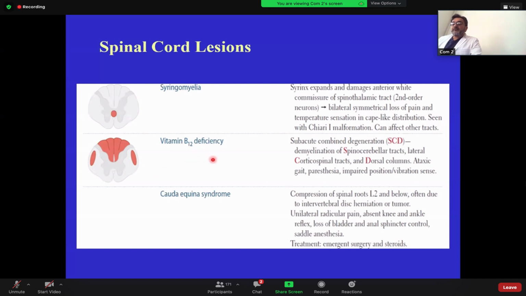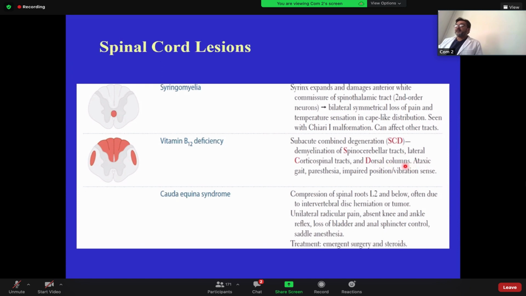Then we have vitamin B12 deficiency. This vitamin B12 deficiency causes subacute combined degeneration. So there is demyelination of the spinocerebellar pathway, the lateral corticospinal pathway, and the dorsal column pathway. Now, this is more of a sensory-motor mixed type of neuropathy, where you have demyelination of the spinocerebellar pathway, the lateral corticospinal pathway, and the dorsal column pathway.